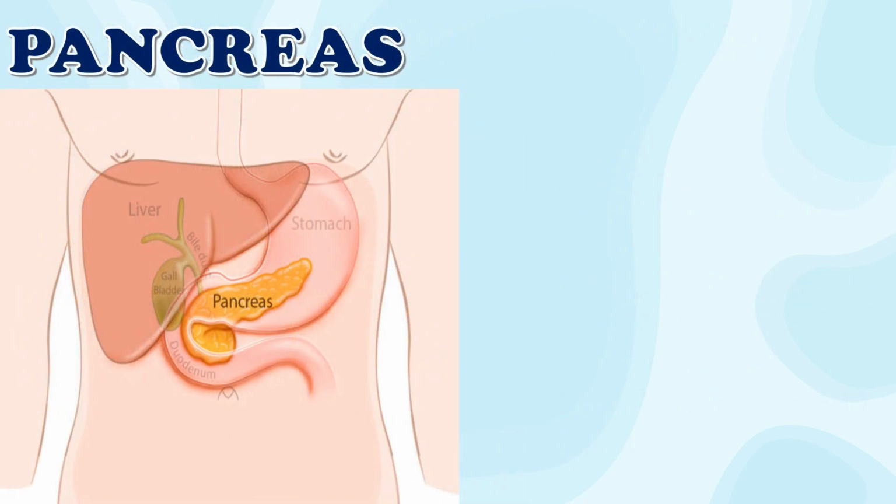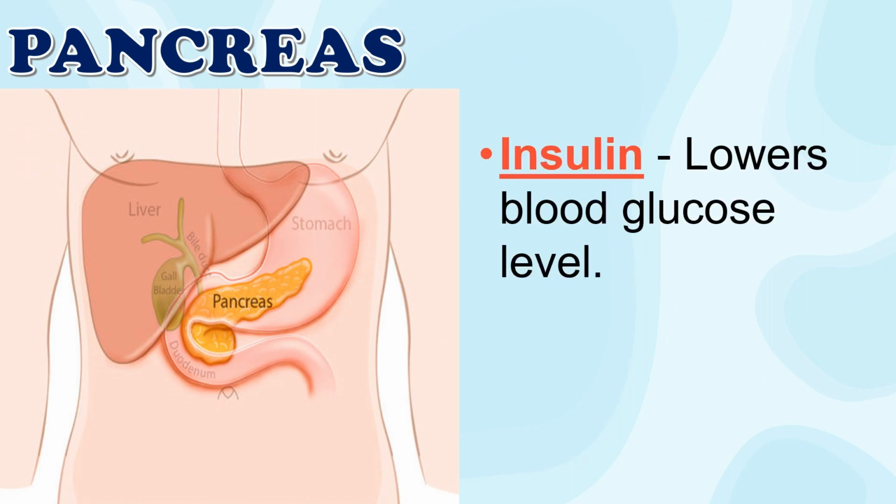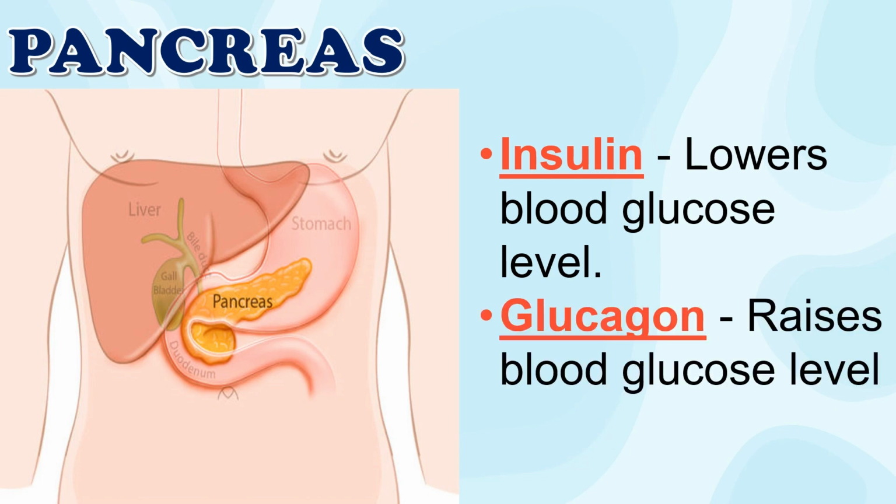Next, we have the pancreas. In our pancreas, we have insulin, which lowers blood glucose level. Then, glucagon raises blood glucose level.